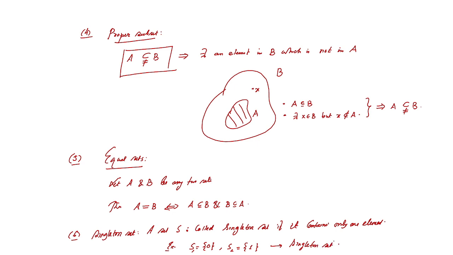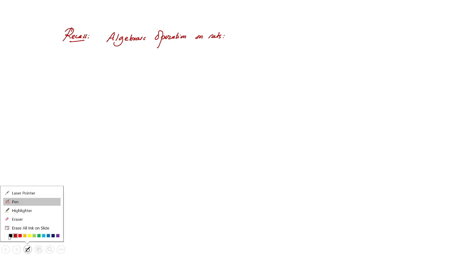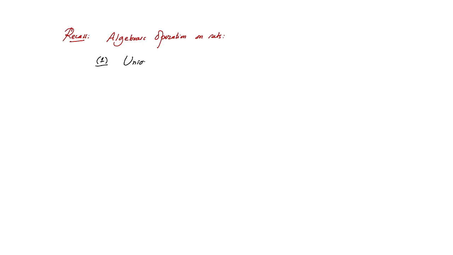Now we come to the algebraic operations on sets. First, we will think about all the things with the help of a Venn diagram. The first concept is the union of two sets.